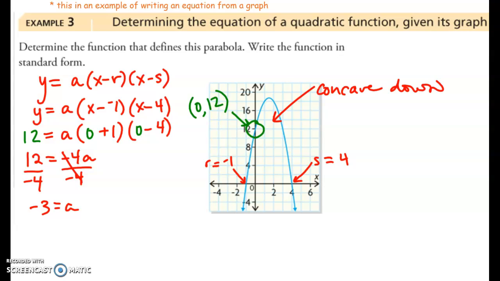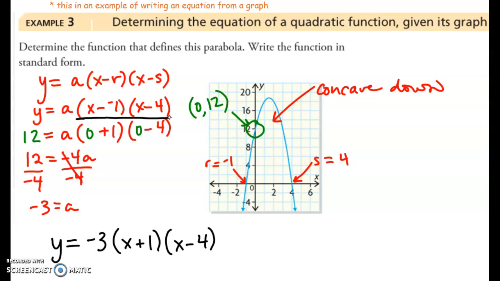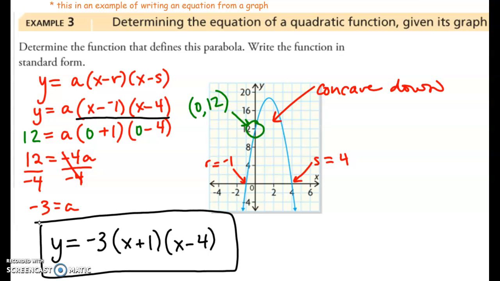We can write our final answer. We've got factored form of y is equal to negative 3, that's the a, times x plus 1, and x minus 4. Basically, that last part I just copied from here. And that is the equation in factored form.